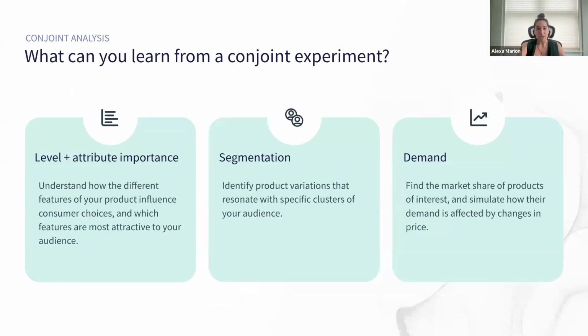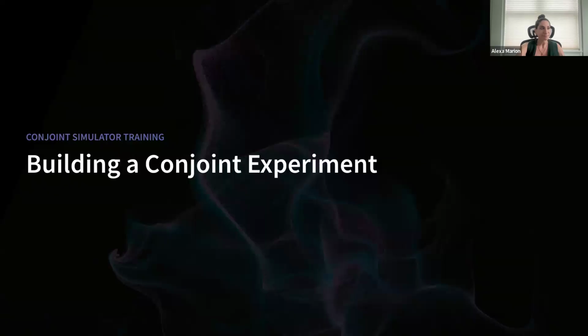So what can you learn from a conjoint experiment? First is level and attribute importance, so you can understand how the different features of your product influence consumer choices and which features are most attractive to your audience. Next is segmentation, so you can identify product variations that resonate with specific clusters of your audience. And finally, you can learn more about demand, so finding the market share of products of interest that you're considering developing, and then you can simulate how their demand is affected by changes in price. So now I'm going to turn things over to Jean to review how to build a conjoint experiment in SightX.